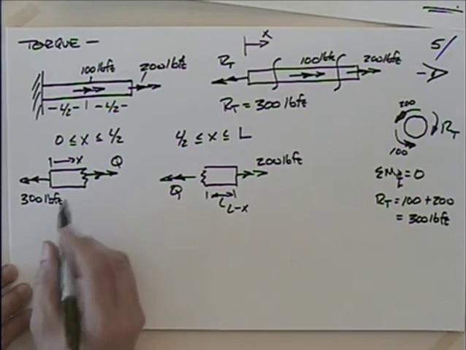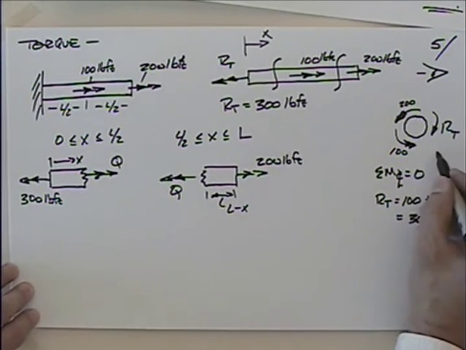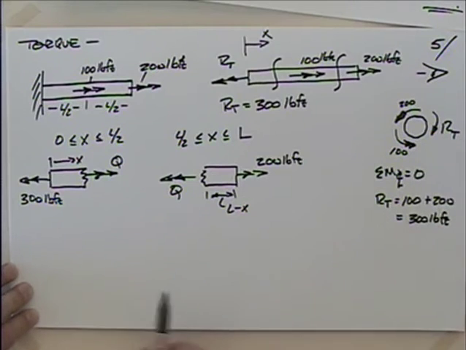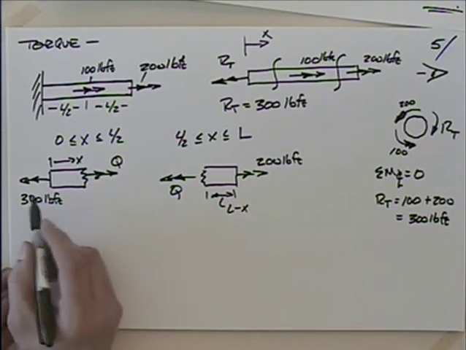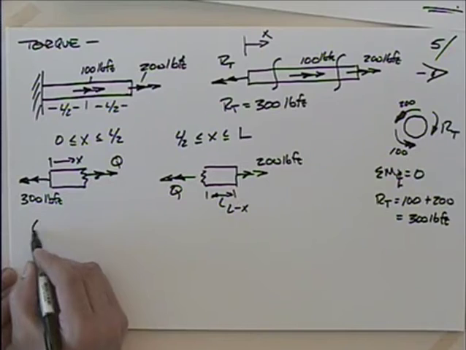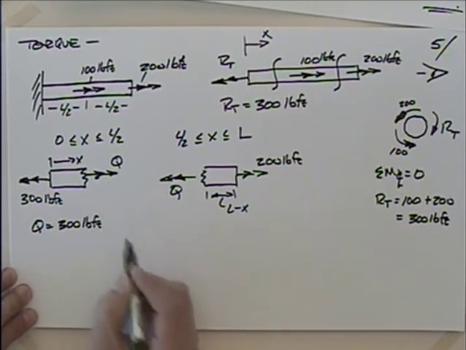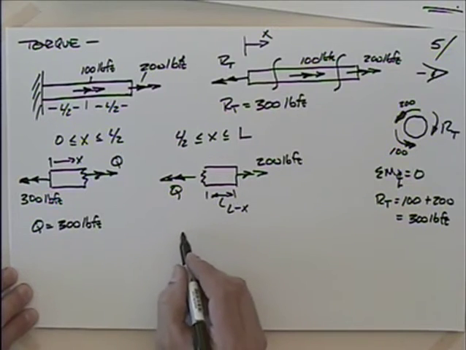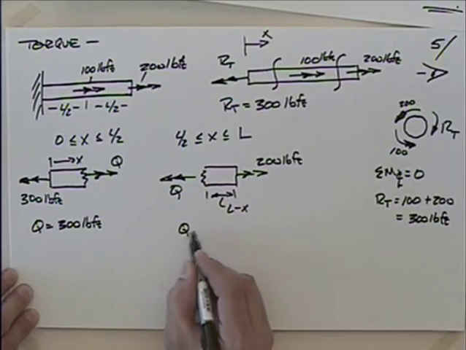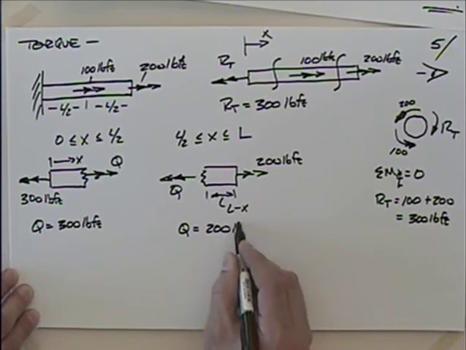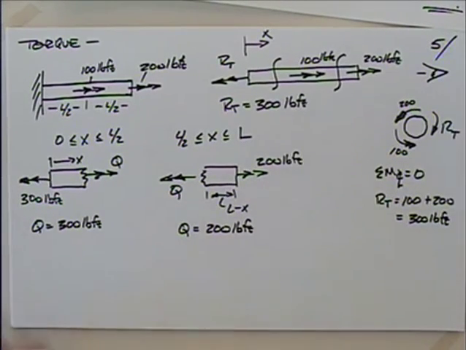Well, if I were to go through the process either this way, looking at the end of it and summing up the moments, or if I were to just say, well, if I have this 300 going this way, then Q would have to be 300 pound-feet. And here, if I have 200, then Q is going to have to be what? 200 pound-feet, right? Just looking at simple accounting there, 200 to the right, so I'd have to have 200 to the left, 300 to the left, so I have to have 300 to the right.